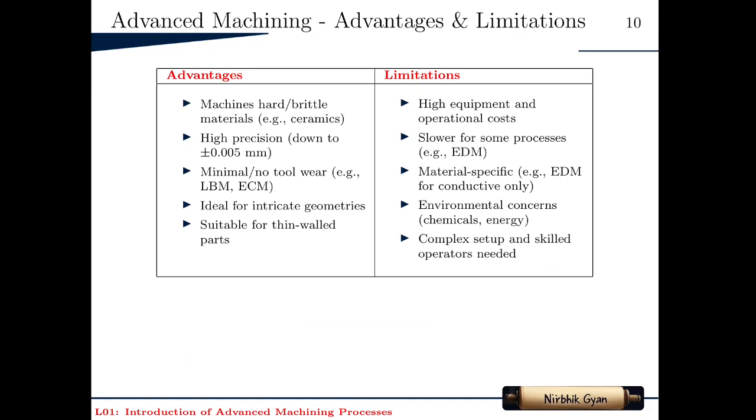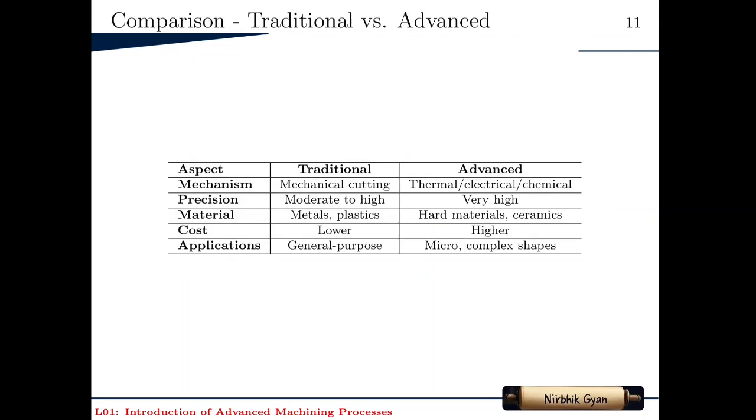Some limitations are high equipment and operational cost, and being slower for some processes. Some are material specific, like the EDM process, electro discharge machining process, which can be used only for conductive material. There are also environmental concerns, because for example in chemical machining process, some chemicals are used, and these are not very environmentally friendly. Complex setup and skilled operators are also required. Compare the traditional and advanced machining process on several aspects. You can see the mechanism of traditional is mechanical cutting, while advanced machining processes are thermal, electrical, or chemical energy based.